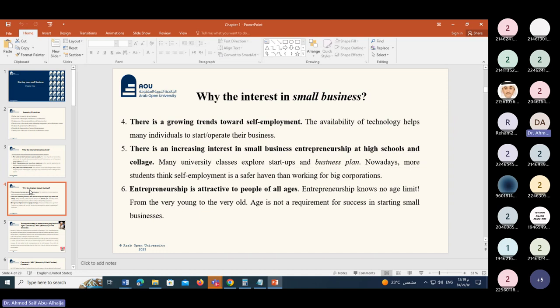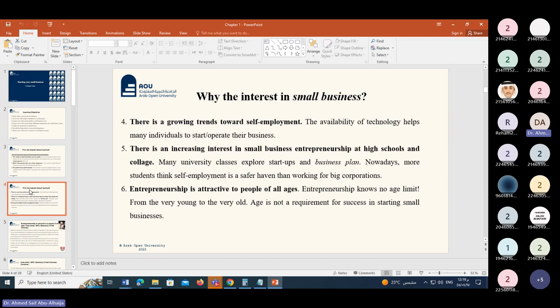Because these businesses help you to be what? To have your own business, right? To be the owner of a business, okay? So you will be the owner and you will be the manager, right? And you will help yourself for sure, maybe help your family, and maybe something in the future, who knows, okay?